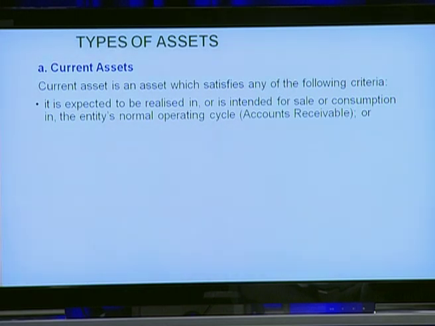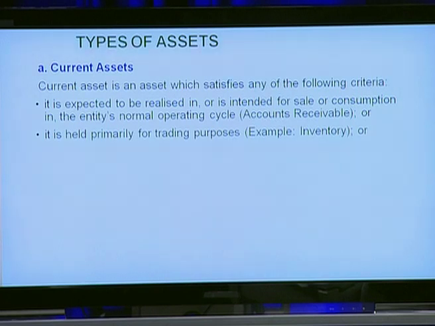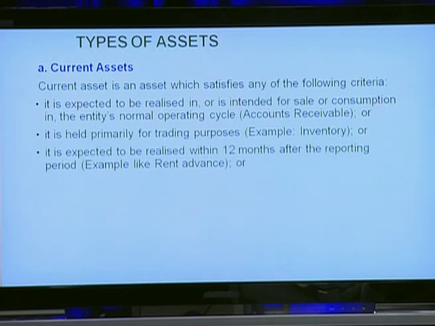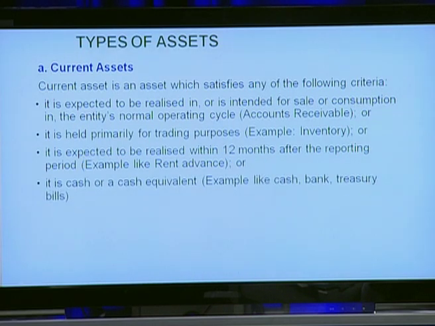So, the example which we have already looked at is accounts receivable. It is primarily held for trading purposes, for example, inventories. These are not held by the business for a longer period of time, rather it is to be used for the purpose of resale. It is expected to be realized within 12 months after the reporting period, for example, rent advance. It is cash or cash equivalent, examples like cash, bank, treasury bills and so on.